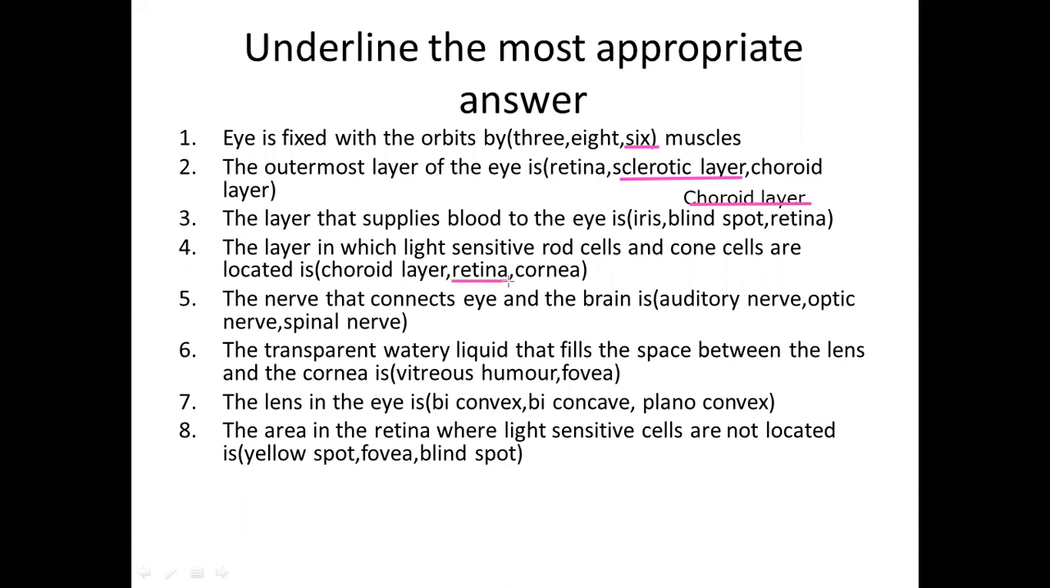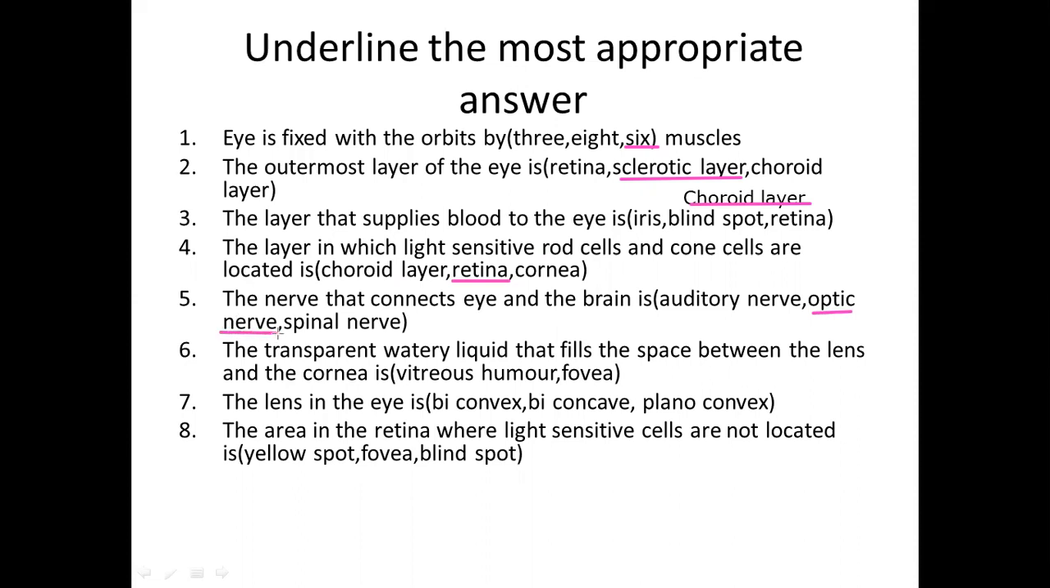Now the fifth question: the nerve that connects the eye and the brain is. There are different nerves in your body, but when you consider your eyes, the eye is the part that is referred to with vision or seeing. The word that comes with the eye is optic. So the nerve that connects the eye with your brain is the optic nerve.